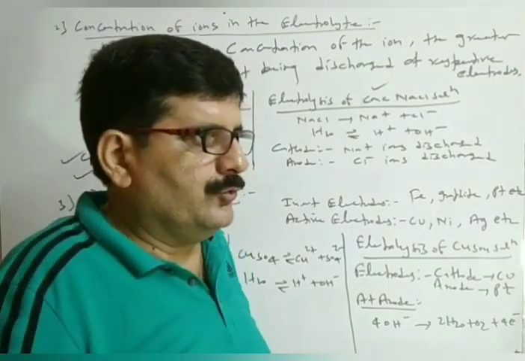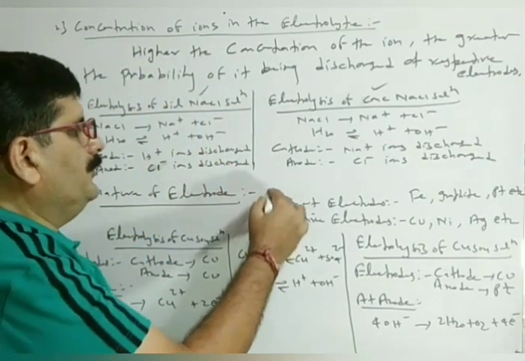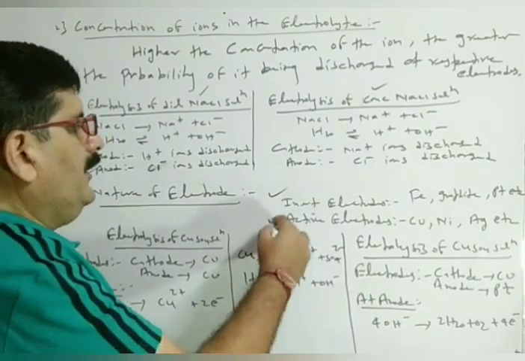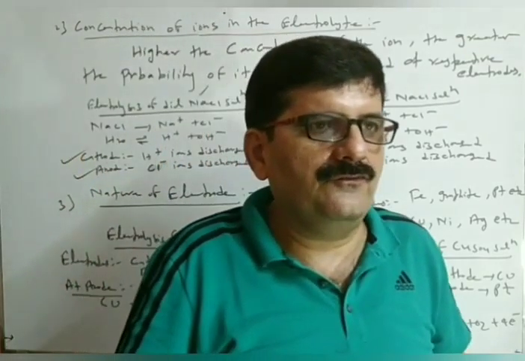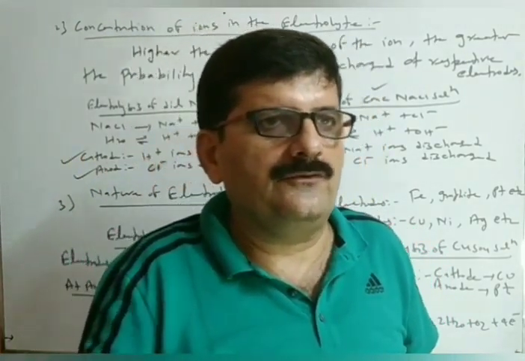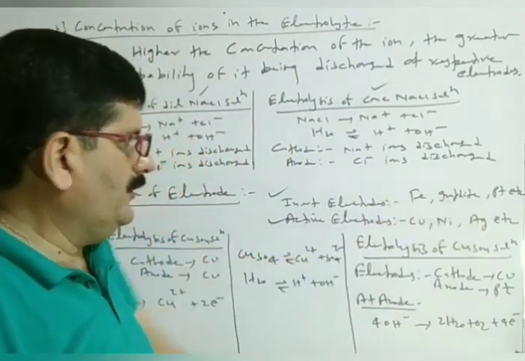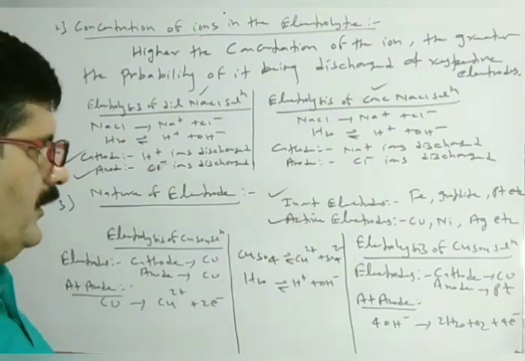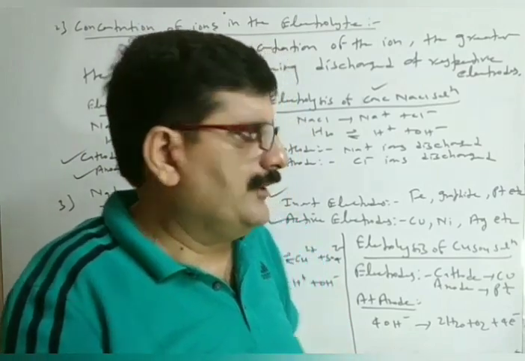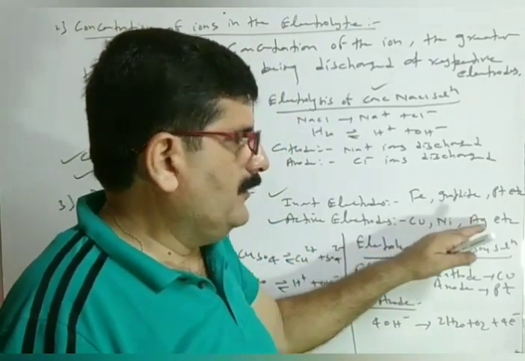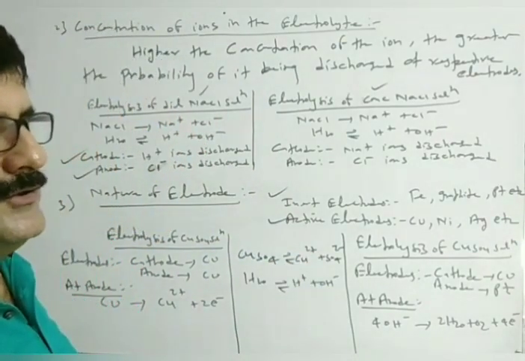Two types of electrodes are used in electrolysis process. The first one, inert electrode. Second one, active electrode. Inert electrode means such electrode itself does not take part in electrolysis reaction. That is, iron, graphite, platinum, etc. are called inert electrodes. Whereas active electrode itself takes part in electrolysis reaction. That is, copper, nickel, silver, etc. are called active, or you can say reactive electrodes.